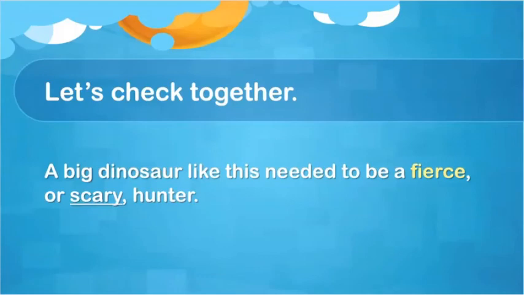And our last example. It says a big dinosaur like this needed to be a fierce or scary hunter. Like the second example, the author followed the important word fierce by a comma, then the word or, and the definition of fierce. Fierce means scary. That makes sense. Tigers and lions and sharks are all pretty scary hunters, so if this dinosaur is fierce, it must also be pretty scary.